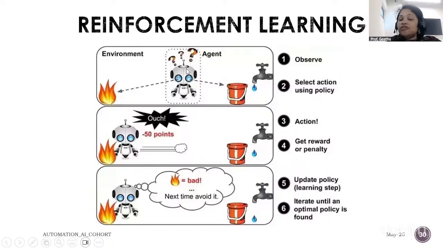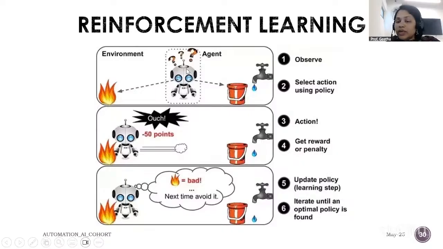Okay, but the feedback given by the user. Say, for example, if it is going and touching the fire, I'll be giving a penalty because that is a bad action. Don't do that. And if it is going near the water and touching it, I'm going to reward it. So this is a good action. You can just go and do it.